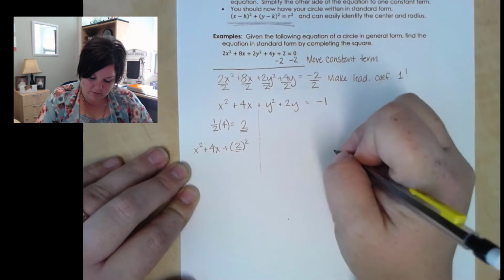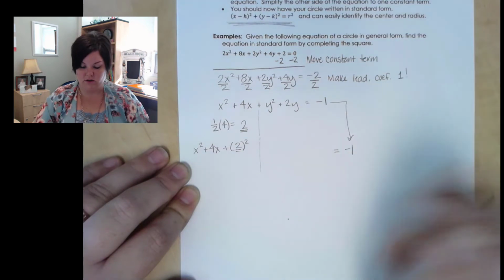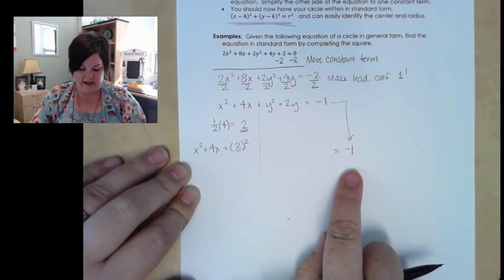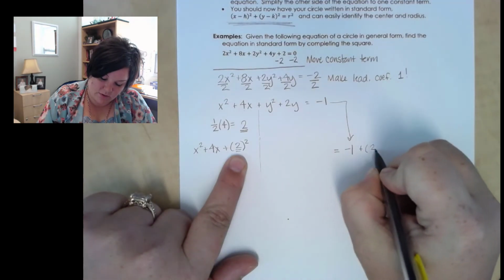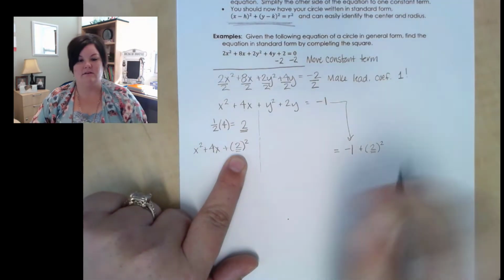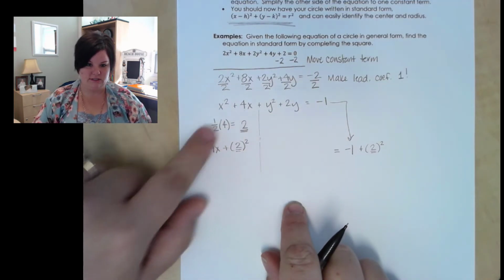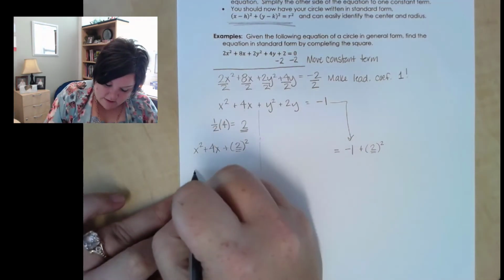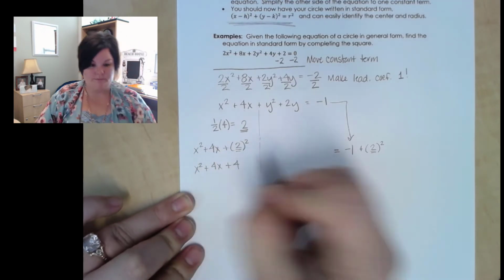So I'm going to go ahead and write over here. We already have that equals my -1, right? That's already on that side. But if I add 2 squared to this side, I have to also add 2 squared to that side, okay? So now I'm done with my x's. I'm going to stop for just a second. Well, actually, I'm going to simplify. So I have x squared plus 4x plus 4.